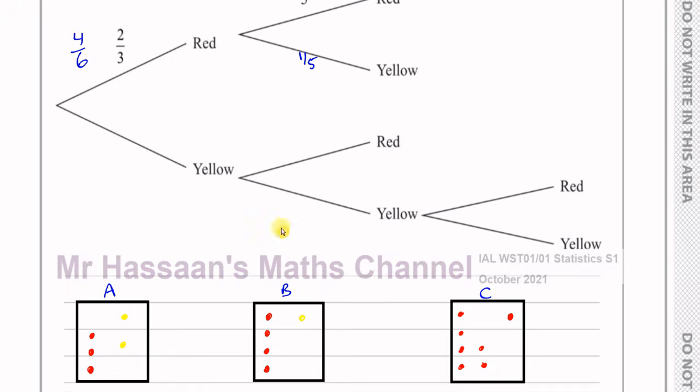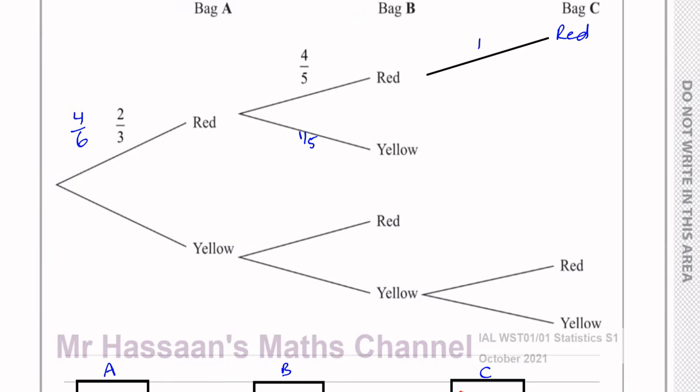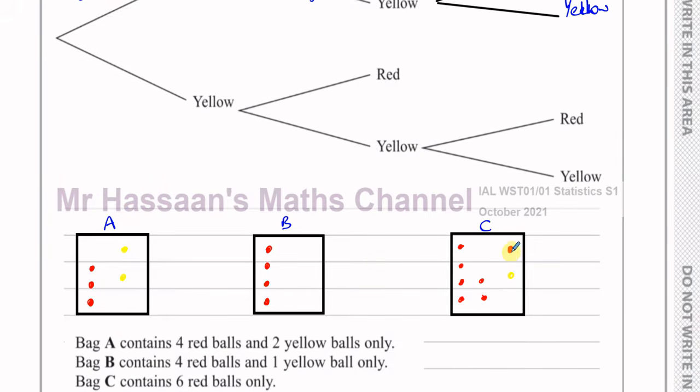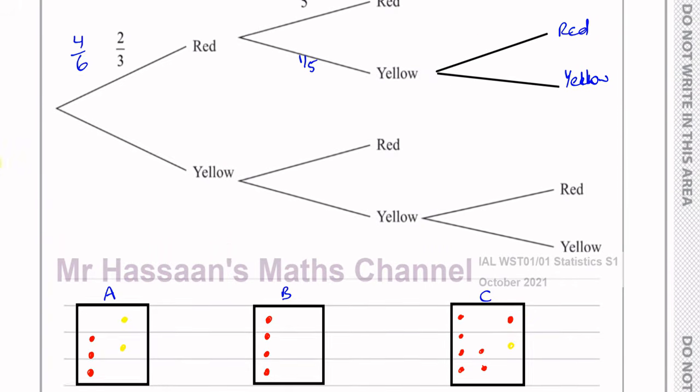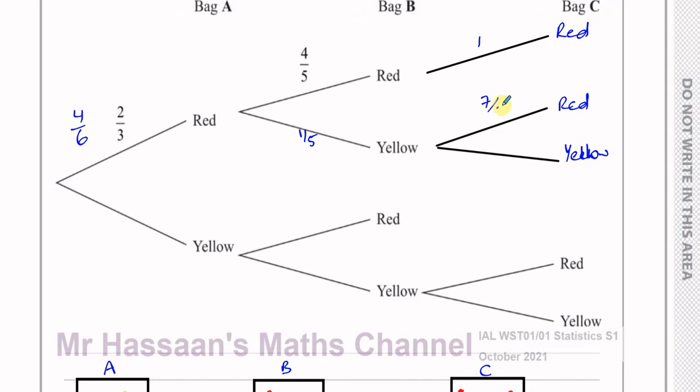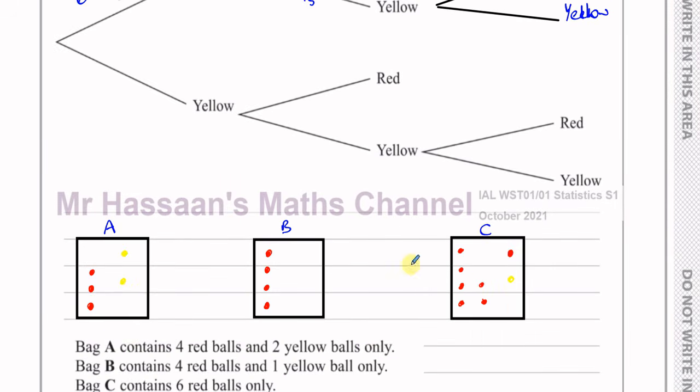Then that yellow he picks, he's going to put it in bag C. Now there is going to be something here for this next pick. You can either pick a red or a yellow, so there will be probabilities for both. The probability of picking a red is now 7 reds out of 8. There's these 6 plus this 1, 7, but now there are 8 balls altogether. So the probability of picking a red will be 7 out of 8, and the probability of picking a yellow is going to be 1 out of 8.